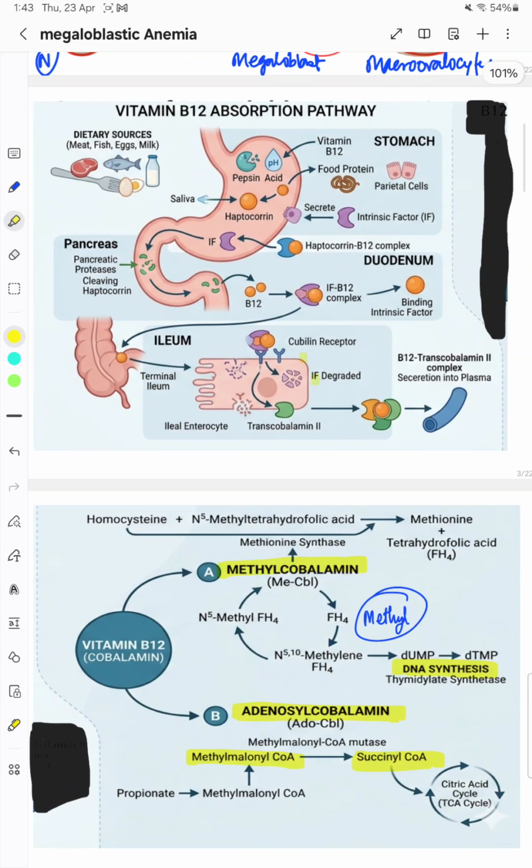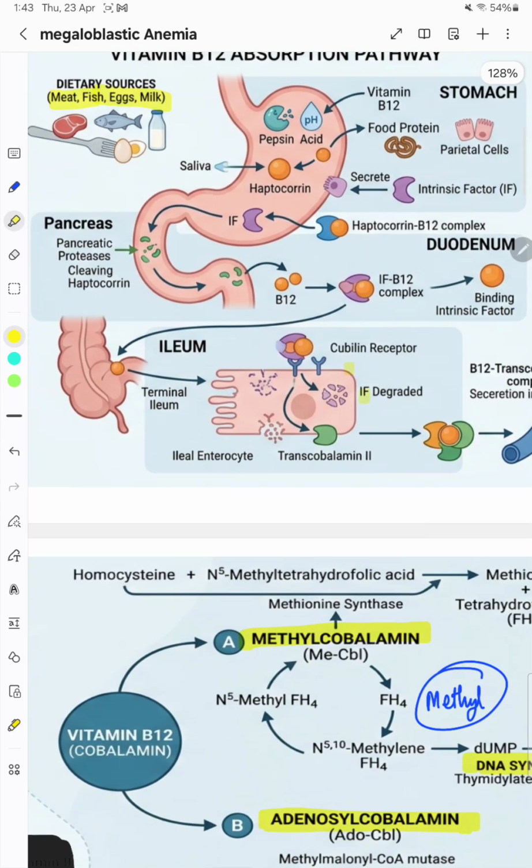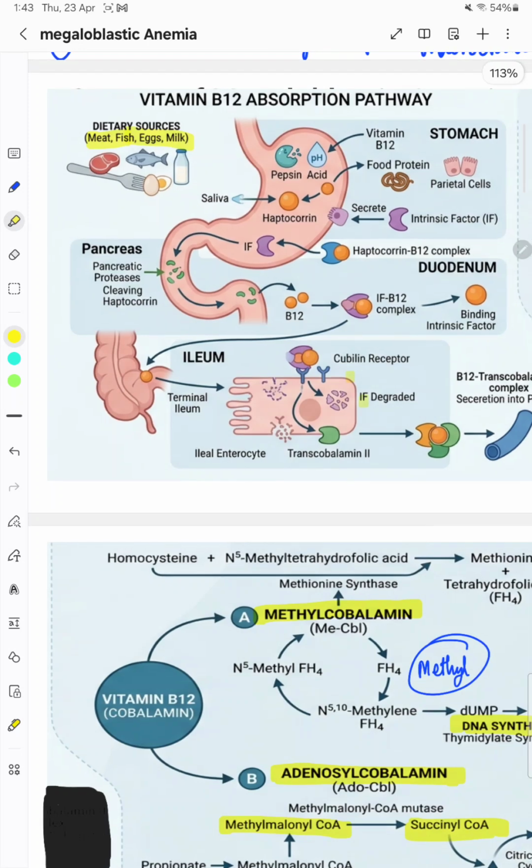Now we'll see the vitamin B12 absorption pathway. Dietary sources of vitamin B12 are meat, fish, eggs and milk or dairy products. Dietary vitamin B12 binds with vitamin B12 binding proteins. This complex reaches the stomach. In the stomach, this B12 binding protein gets degraded by pepsin, and B12 is free to bind with haptocorrin.